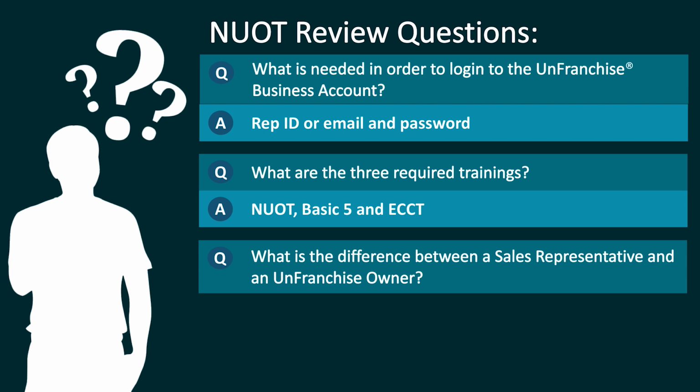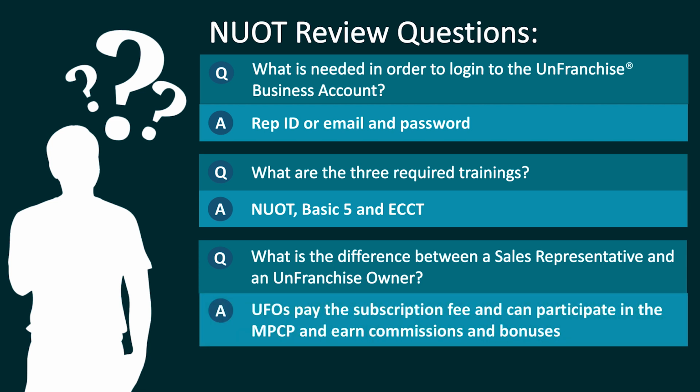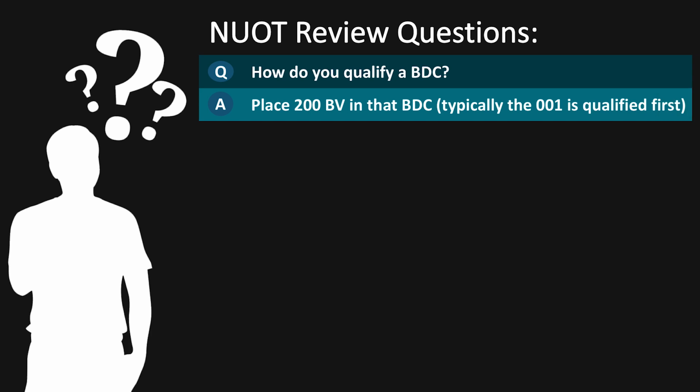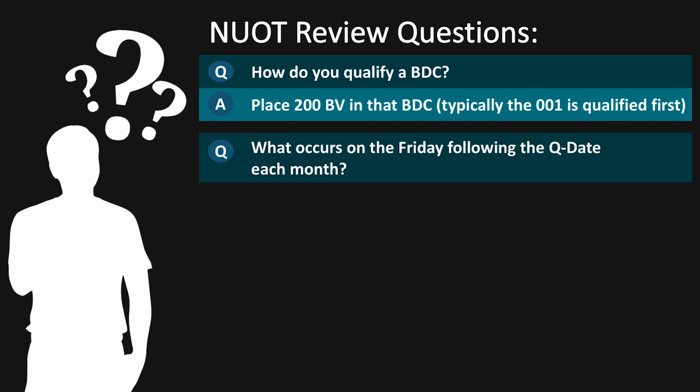What's the difference between a sales rep and an unfranchised owner? The UFOs pay a subscription fee and can participate in the management performance compensation plan and earn commissions and bonuses. A sales representative cannot do that. They don't receive any websites, but they do have to do the quarterly requirements. How do you qualify a BDC? You qualify by placing 200 BV into the BDC. Typically, the 001 is qualified first.